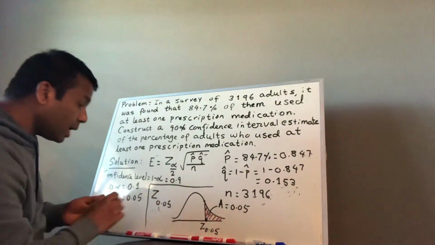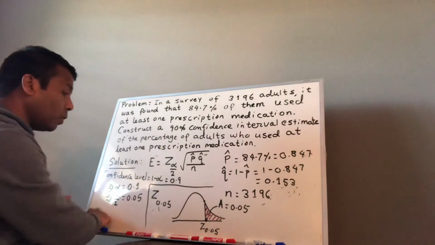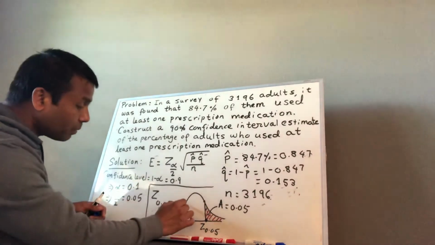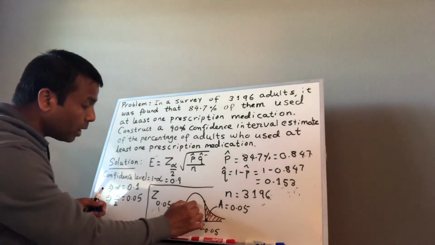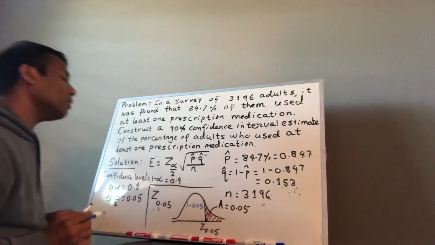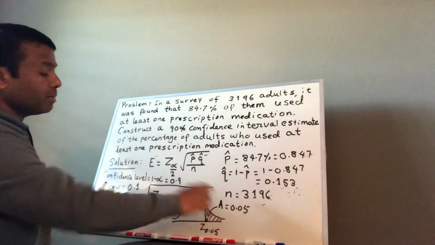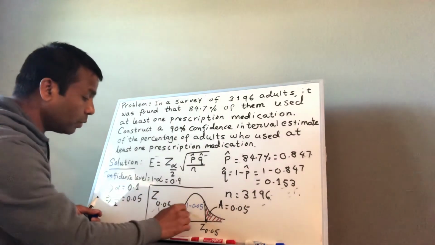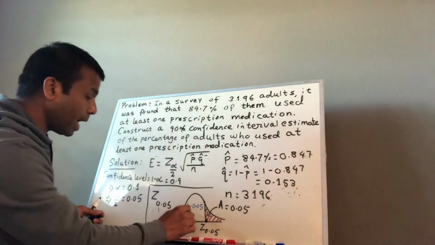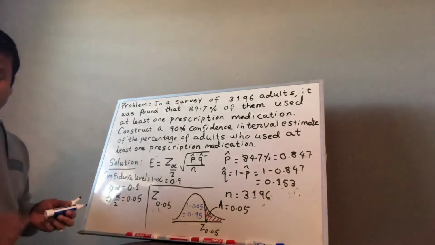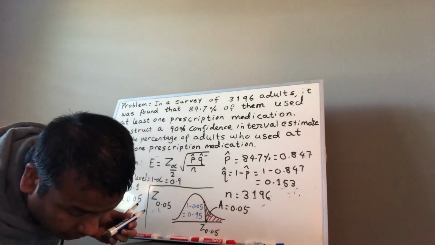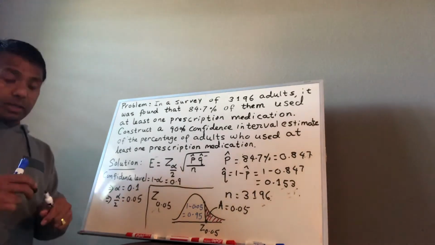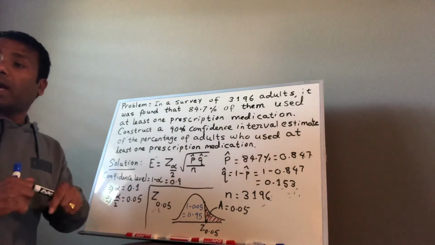So now we need the area of this region, and the area of this region is 1 minus 0.05, right? So 1 minus 0.05 is 0.95. So this is 0.95. Then we use the technology, and I prefer to use the calculator.